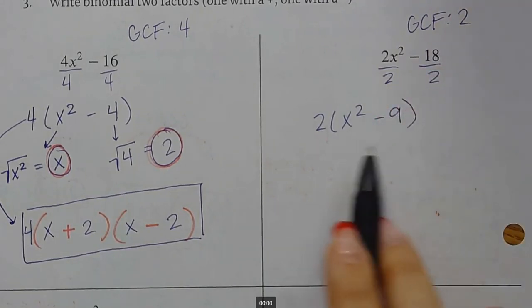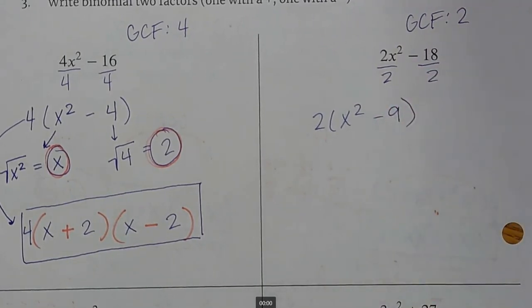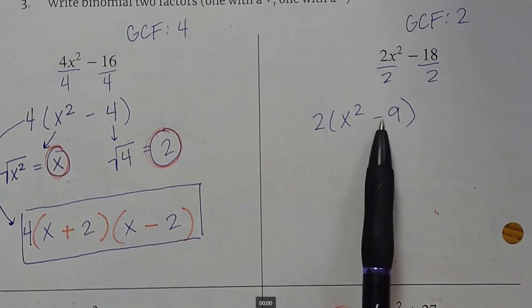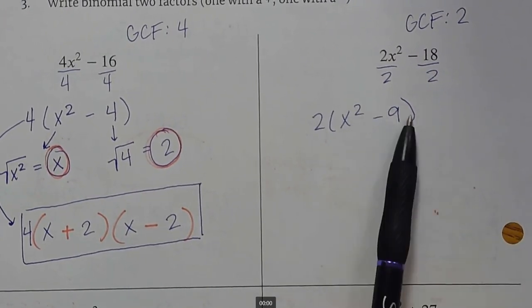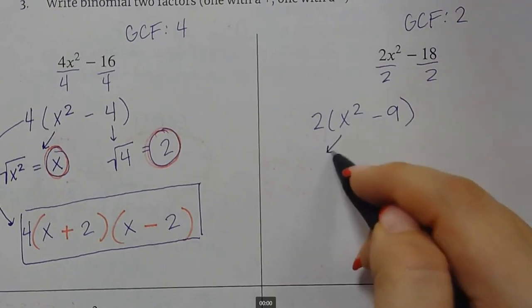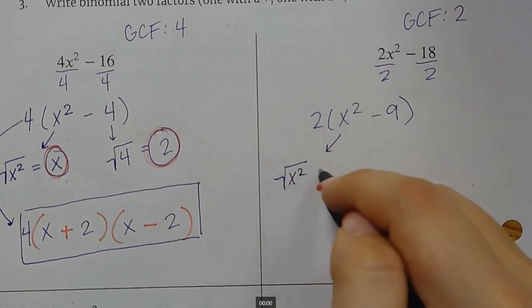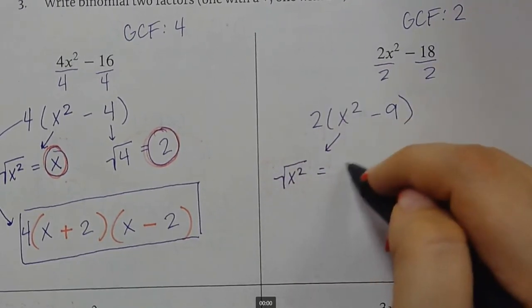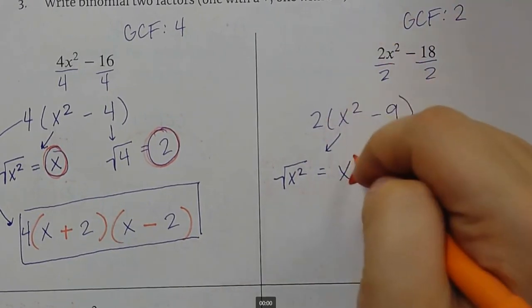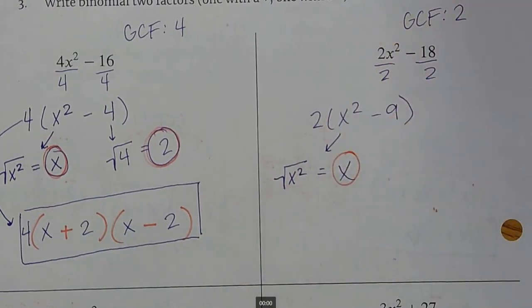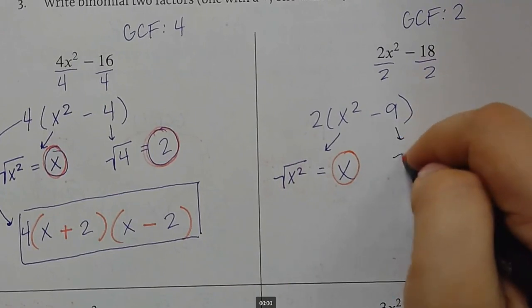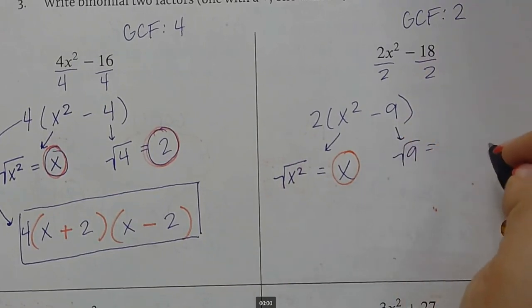Okay? Would you say this is a difference of squares? It's subtracting. X squared is a perfect square. 9 is a perfect square, right? So we take the square roots. What's the square root of x squared? X. So that's one of the terms in our factors. Then I do the square root of 9. What's the square root of 9? 3.